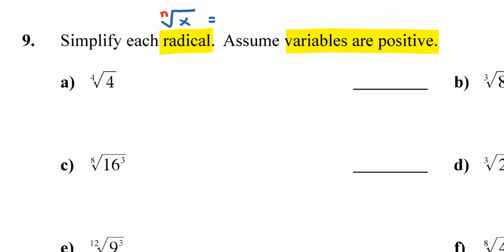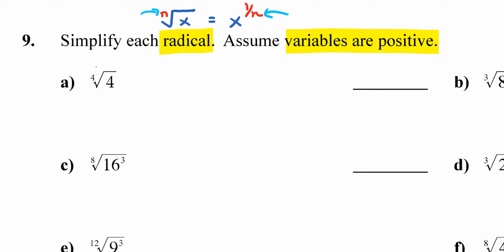One of the formulas that you need to know for this section is that when you're given a radical, you have to be able to write it as a power of 1 over the index. So remember, this is called the index number, and if you want to write that as a power, it's going to be the inside to the power of 1 over the index number. All right, so how do I apply that for question 9a?